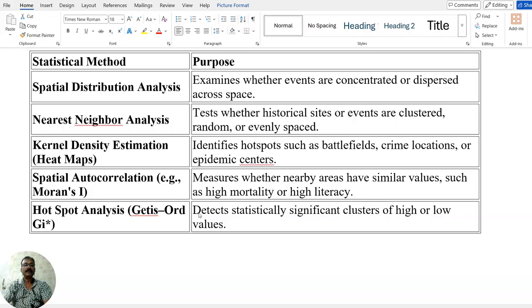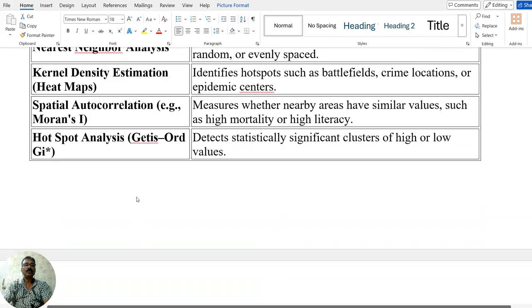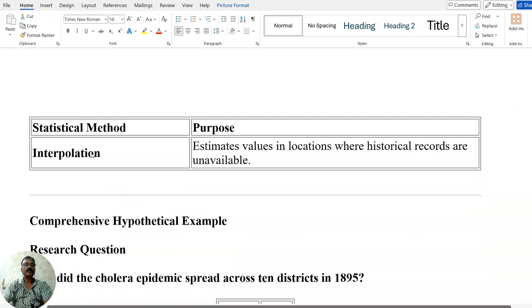Spatial autocorrelation measures whether nearby areas have similar values, such as high mortality or high literacy. Hotspot analysis detects statistically significant clusters of high or low values. Interpolation estimates values in locations where historical records are unavailable. This is another statistical technique used to calculate values in locations where historical records are unavailable.